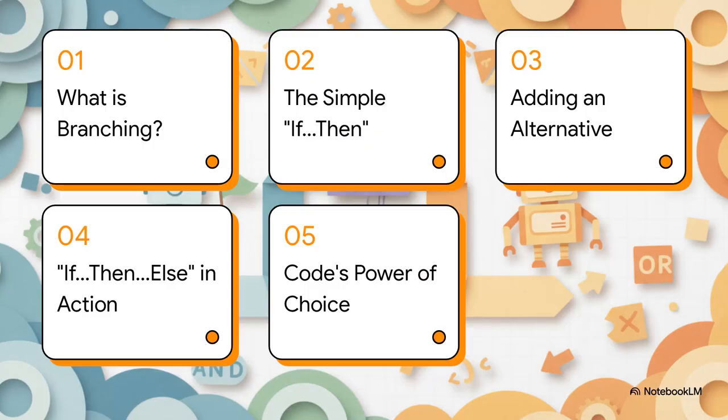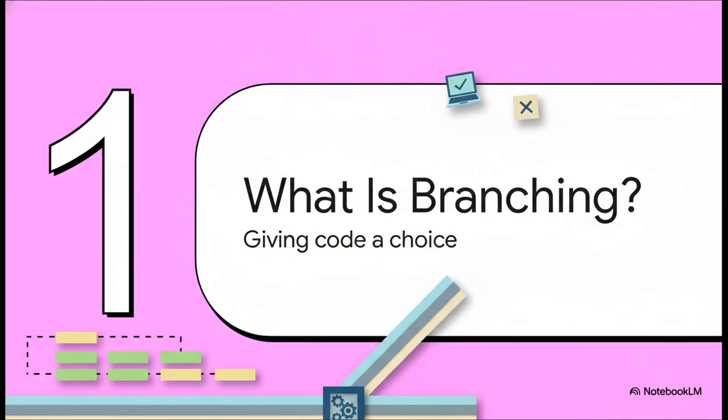So here's our game plan. We'll start with what branching actually is, then we'll look at the most basic decision, the if-then. After that, we'll add an alternative with else. We'll see it all in action and then wrap up with why this one little idea is such a huge deal. Okay, first up, what is branching?